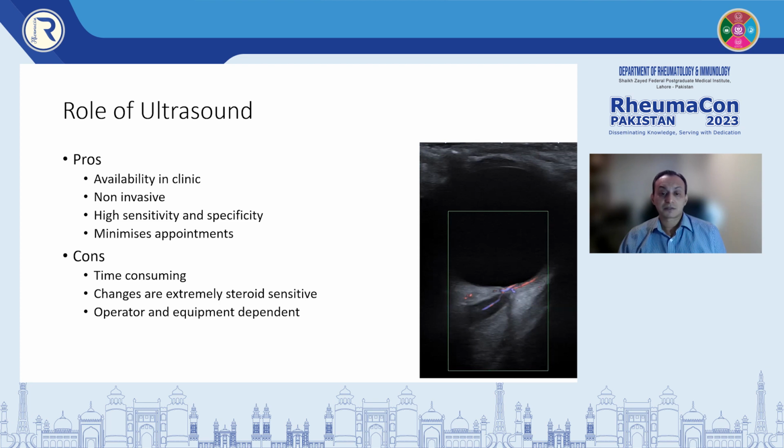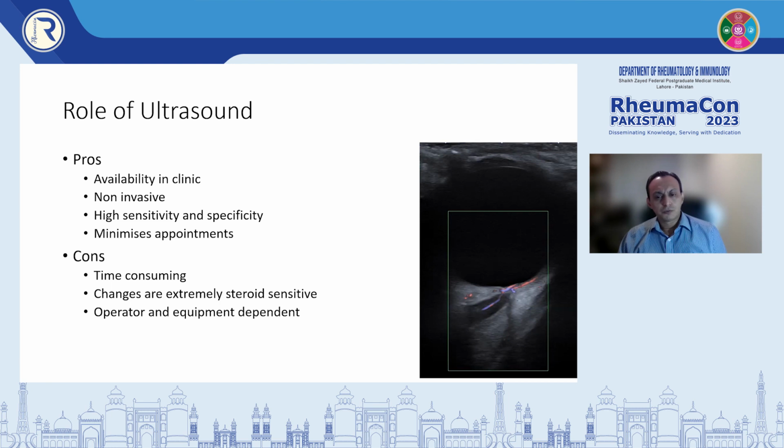Changes may disappear as quickly as 3 to 5 days, and hence the aim is to see the patients in a rapid access GCA clinic within 72 hours of referral. And finally, it is extremely operator and equipment dependent. The better equipment you have, the better outcome you're going to get. And the experience of the operator matters hugely in recognizing the symptoms and signs in giant cell arthritis and sonographic features of giant cell arthritis.